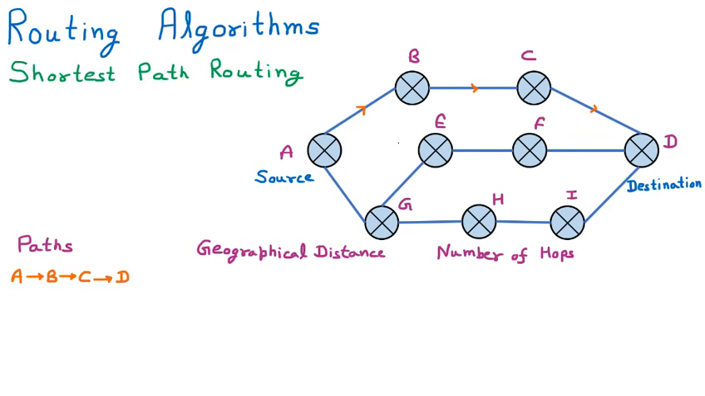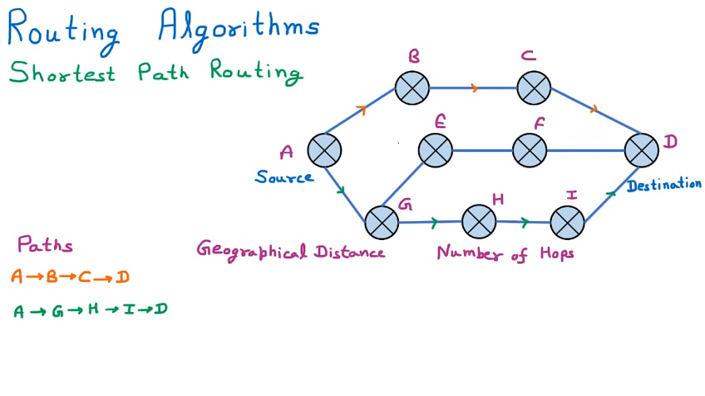Again, if we start with A, then there is also a path available from A to G. Then afterward G to H, it is a path. Then from H to I, again we have reached I. Then I to D is also available. So this is another path which is available.